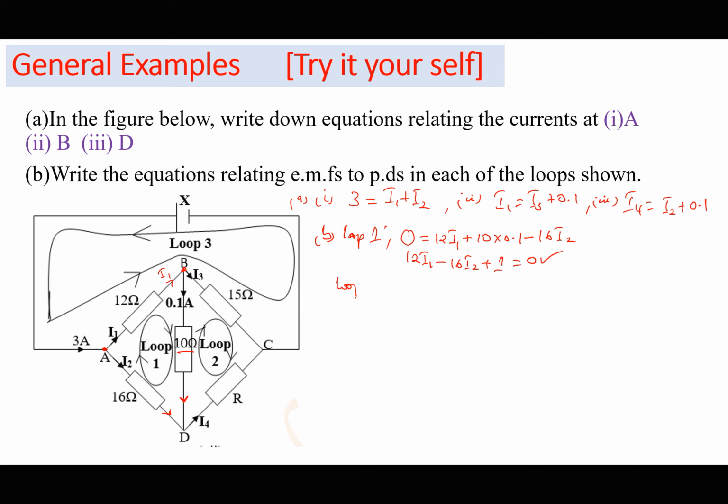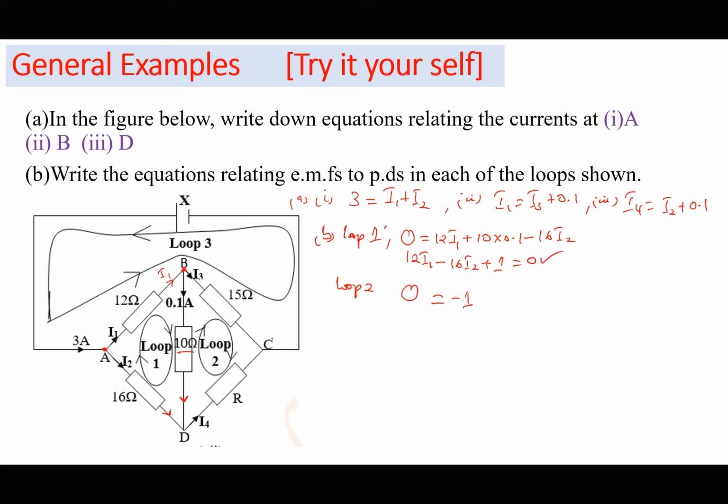Then loop 2, the sum of EMFs. There is no cell, so the EMF is 0. Sum of PDs. Now look at the loop. The loop is clockwise, so it is D to B, B to C, C back to D. So D to B, the current is downwards, the loop is upwards. So that is going to be negative 10 times 0.1, which is negative 1.